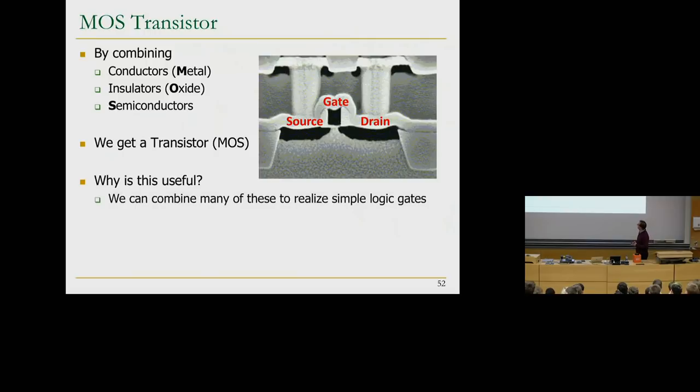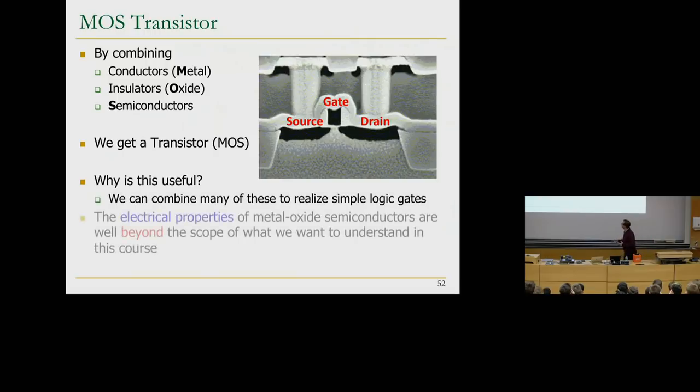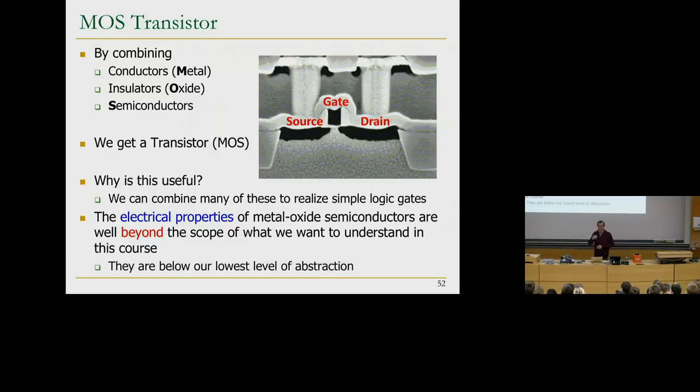So why is this useful? Because you can combine many of these to realize simple logic gates. And as I said, the electrical properties of metal oxide semiconductors are well beyond the scope of this course. We're going to treat this transistor as a wall switch, as we will see in a little bit. Basically, the electrical properties are below our lowest level of abstraction. If you want to change the transistor, or do things with it that are different from the abstraction level that I'm going to tell you, you will really need to understand those electrical properties.